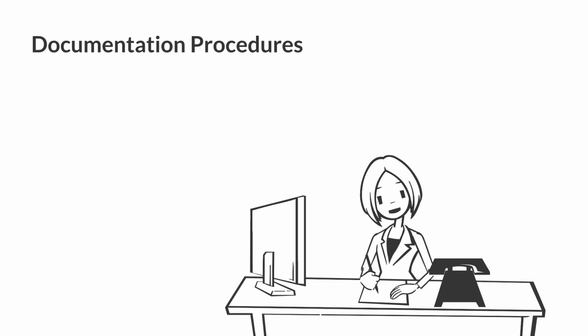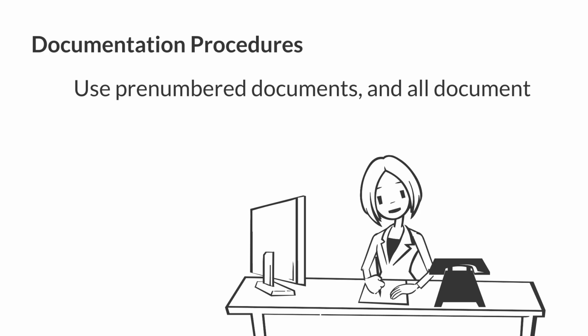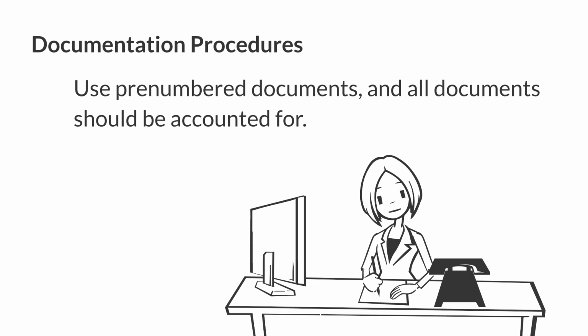Documents such as a sales invoice or purchase order provide evidence that transactions and events have occurred. Companies should use pre-numbered documents, and all documents should be accounted for. Pre-numbering helps to prevent a transaction from being recorded more than once or from not being recorded at all. At a movie theater, the tickets are pre-numbered.